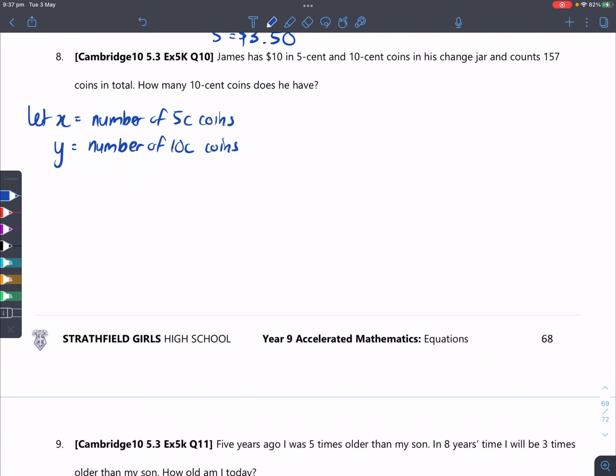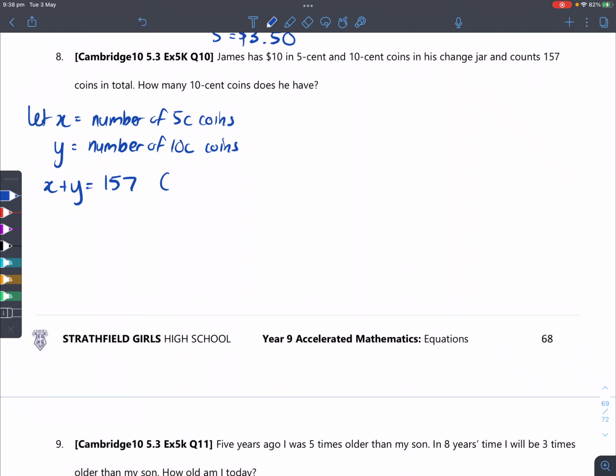Okay? All right. Now there's two ways you can actually do this, either by keeping it in cents or using dollars. I would prefer if we actually used cents. Okay, so if we just start off with the fact that they counted 157 coins in total, that's the total number of 5-cent coins, x, and the total number of 10-cent coins, which is y. So you're going to add those together, and that will give you 157 coins altogether.